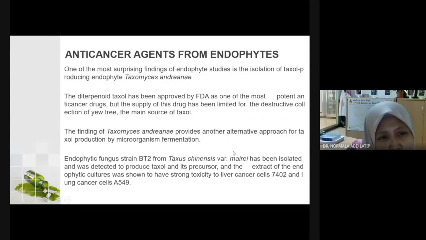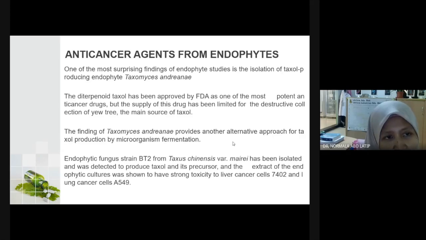The endophytes have now also been studied for their properties as anti-cancer agents. For example, one of the most surprising findings of endophyte study is the isolation of the taxol-producing endophyte Taxomyces andreanae. Taxol has been approved by the FDA as one of the most potent anti-cancer drugs, but the supply of this drug has been limited by the destructive collection of the yew tree as the main source of taxol. In the earlier years, they found that taxol has anti-cancer properties, but they had to cut so many yew trees to get the taxol.